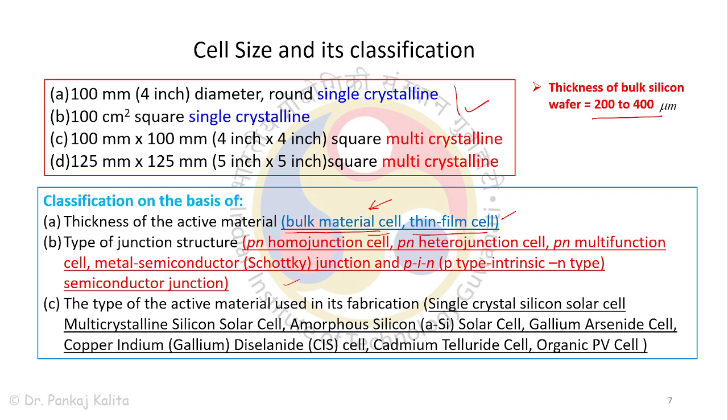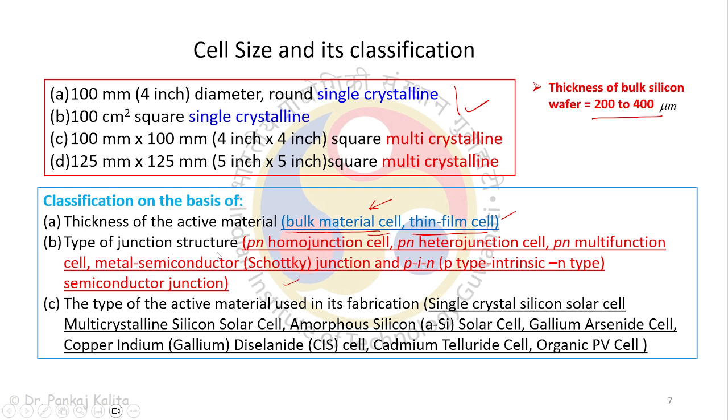Now this is the cell classification based on size. The standard size that we get for single crystalline and multicrystalline cells is 4-inch diameter or 100 square centimeters, or 4 by 4 inch square, or 5 by 5 inch square. The thickness of these bulk silicon wafers is around 200 to 400 micrometers. And if we classify on the basis of thickness, it is either a bulk material cell or a thin film cell. Nowadays thin film cells are very popular, and several R&D works are going on in thin film PV cells.